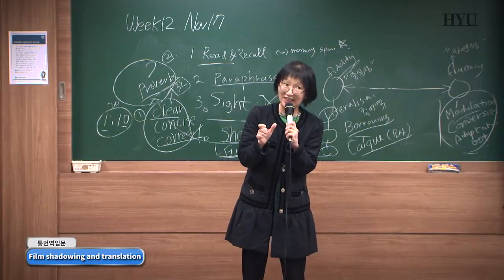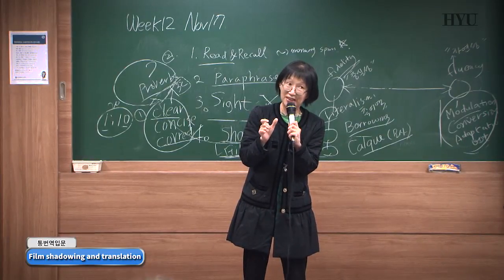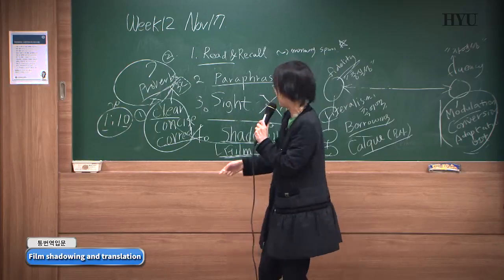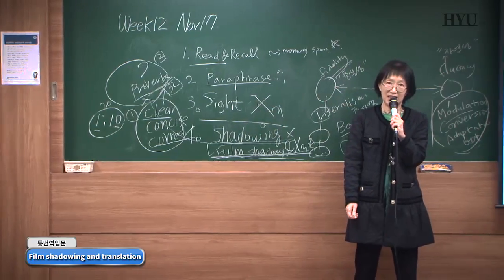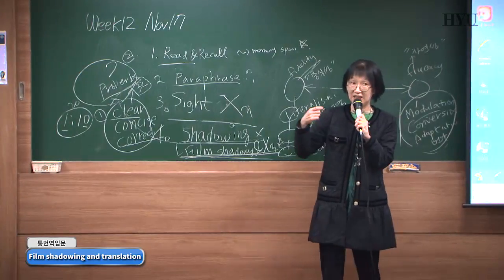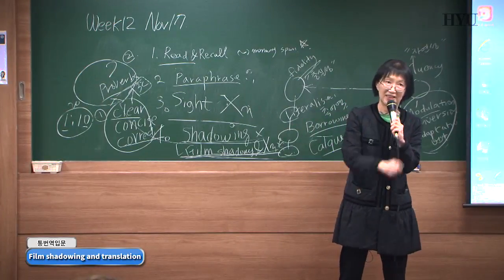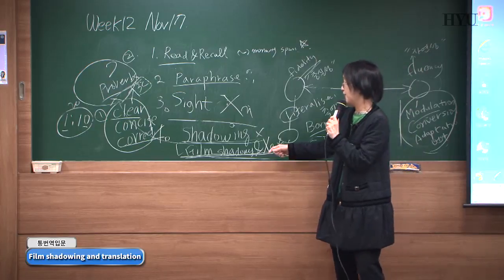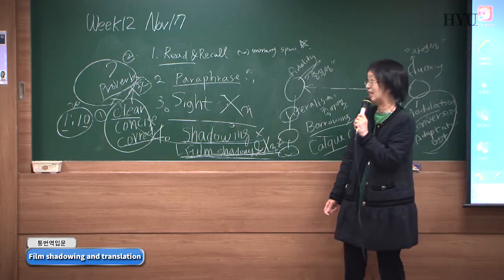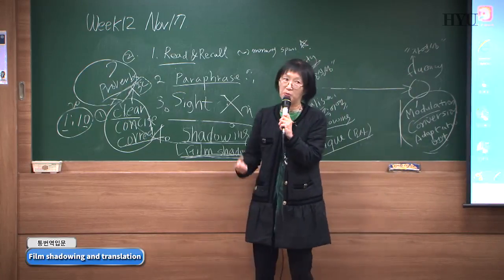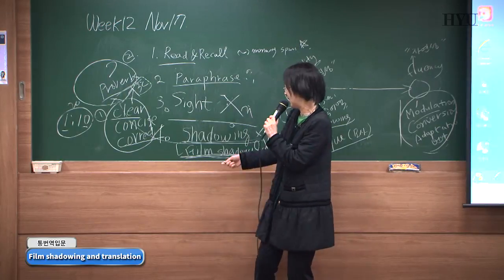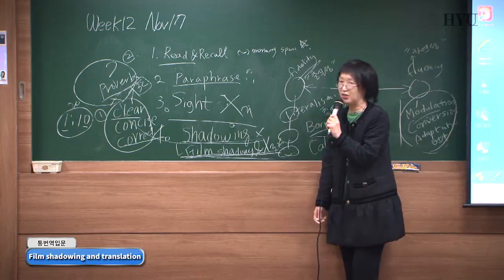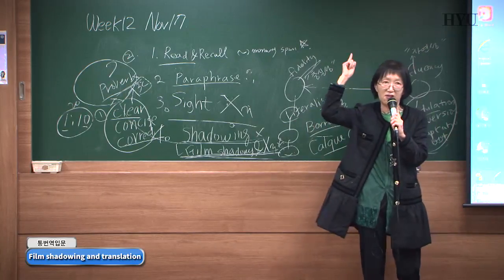So there are many techniques that can be used in the translation class. One of them is film shadowing and translation. So I got the idea from her book. Then I designed the process of film shadowing and translation. Then I was thinking, which text would be suitable for practicing this film shadowing and translation? Then an idea occurred to me.